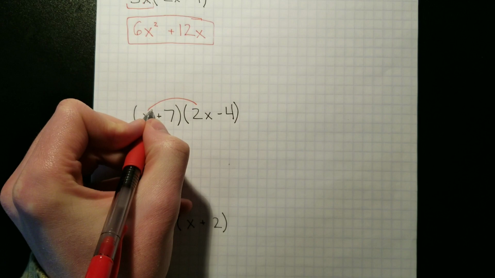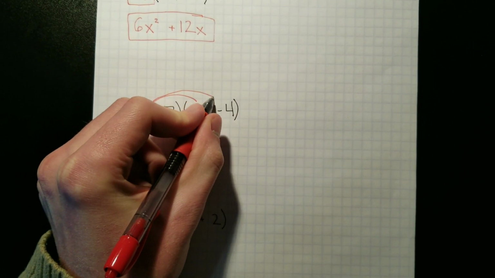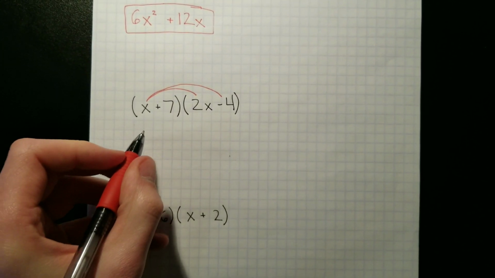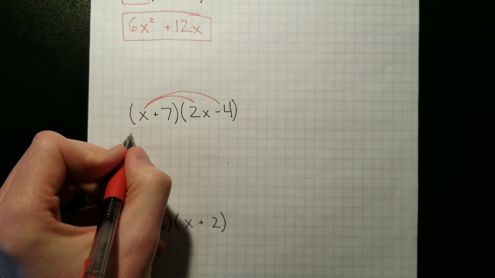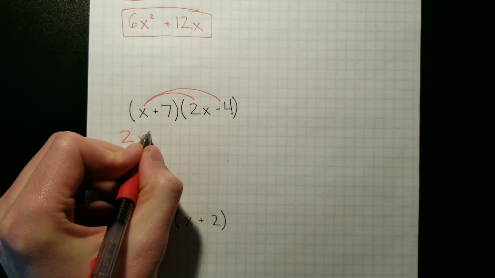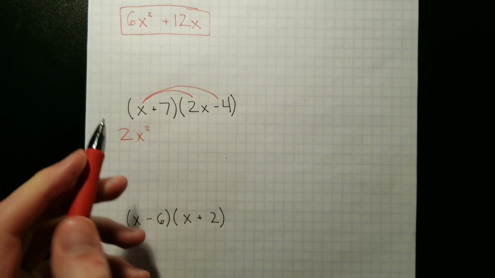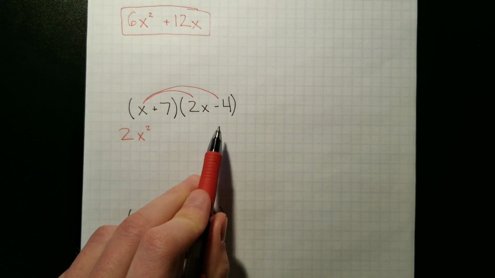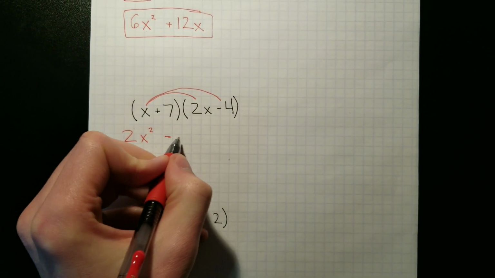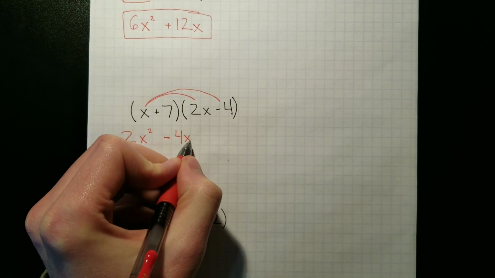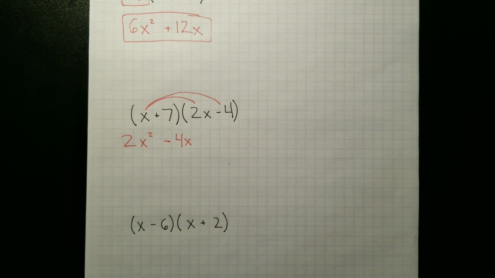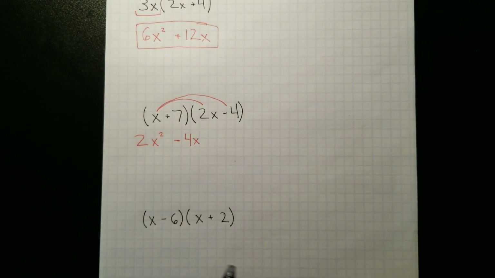We're going to multiply x by 2x and the x times the negative 4. x times 2x is 2x squared. And x times negative 4 is negative 4x. So we've done that distribution.